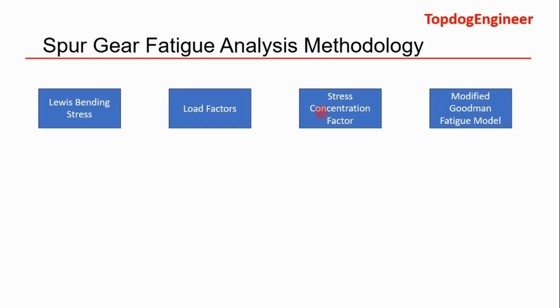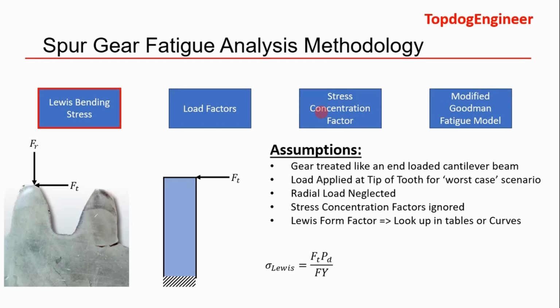The failure criteria we're going to use today is the Lewis bending stress failure criteria. This is relatively easy to calculate and makes sense in most scenarios. The Lewis bending stress basically treats the gear like an end-loaded cantilever beam. You can see here in this picture we have a crack formed for some reason. It could have been due to fatigue, but the Lewis bending stress failure criteria treats it like an end-loaded cantilever beam with the load applied at the end of the tooth for the worst case.